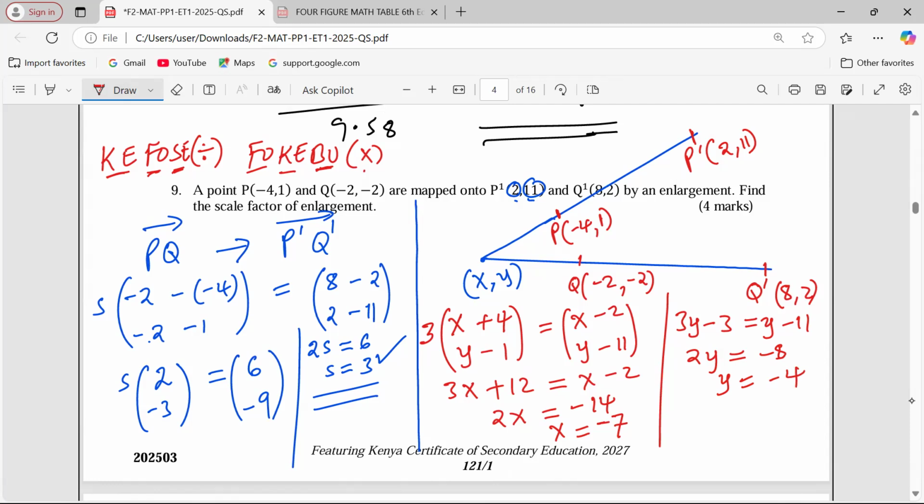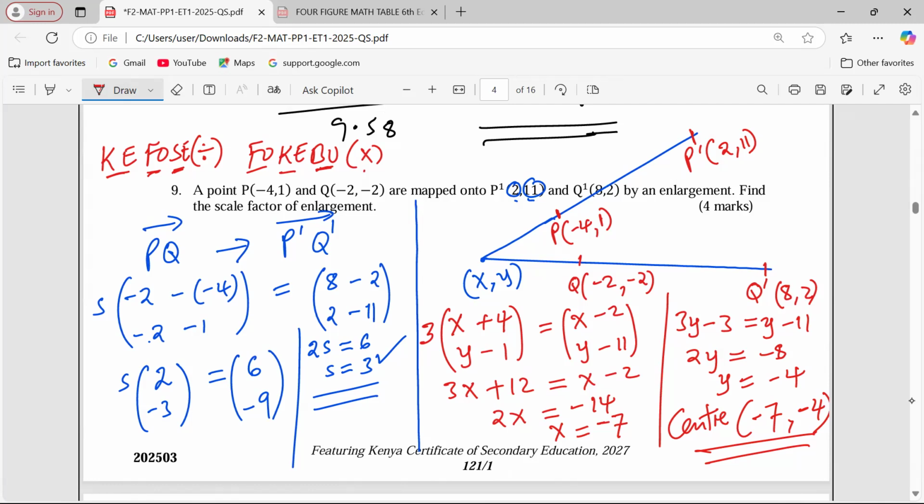And the center is proven to be (-7, -4), that way. So that is the center of the particular enlargement. We can also use Q, that's another option, and apply the same approach, or the concept of equations of straight lines, which is going to be a little bit longer. That's why I have not used it, but I have explained that it is a concept that can be used.